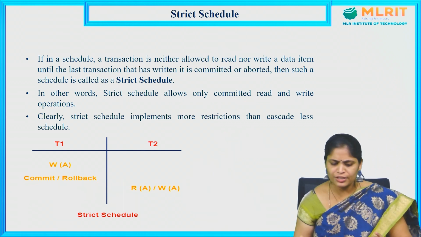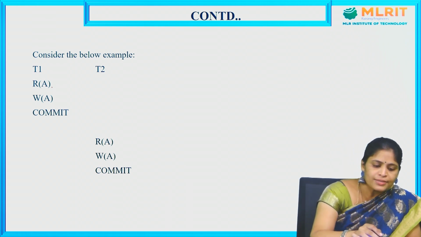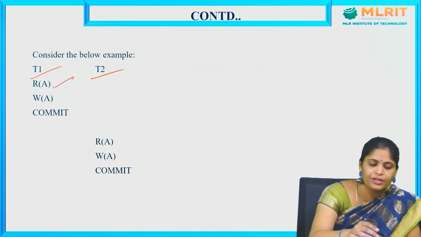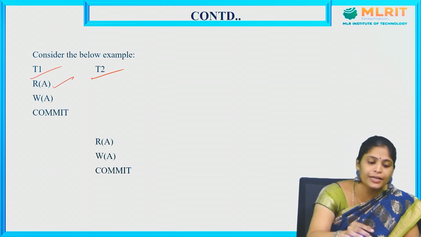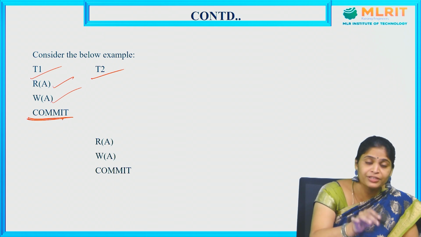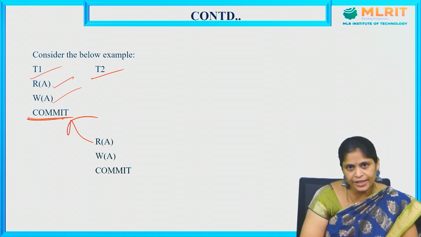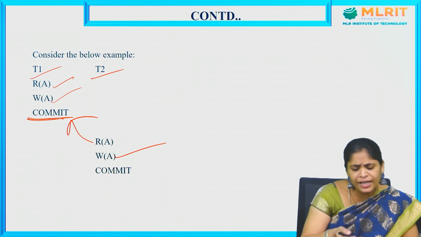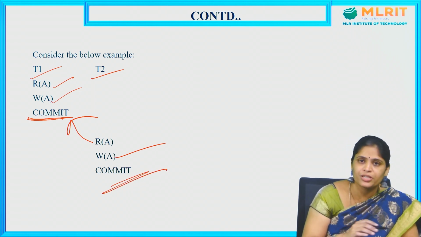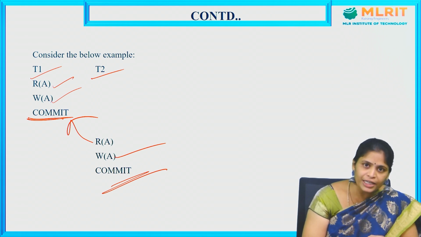Let us consider this with a simple example. Let us consider two transactions T1 and T2. T1 consists of reading a data item A, and here I am updating the data item A, and later on I am committing. Then only T2 can read this data item and update it. So this is what a strict schedule is. It will neither allow read nor write before committing.